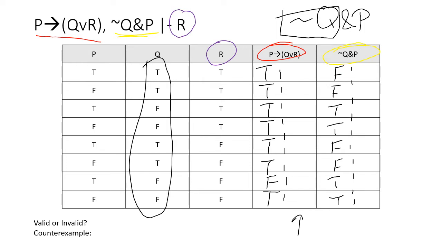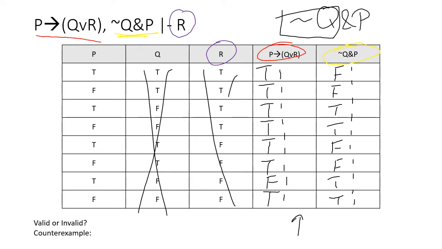Now we can bring back in the ampersand. And so we're looking for instances in which they're both true. That's one here. And we got one here. So the rest of these are going to be false.